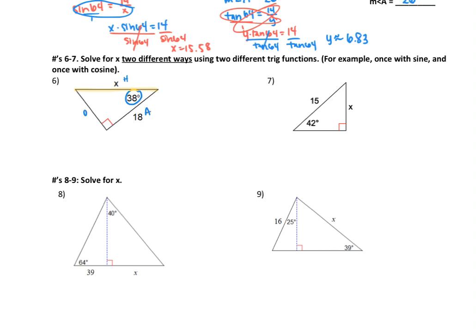So using the information that we're given, we're going to use cosine since we have the adjacent and we're solving for the hypotenuse. So cosine 38 equals 18 over x, and then we're going to cross multiply. So x times cosine 38 equals 18, and then we're going to divide both sides by cosine 38.